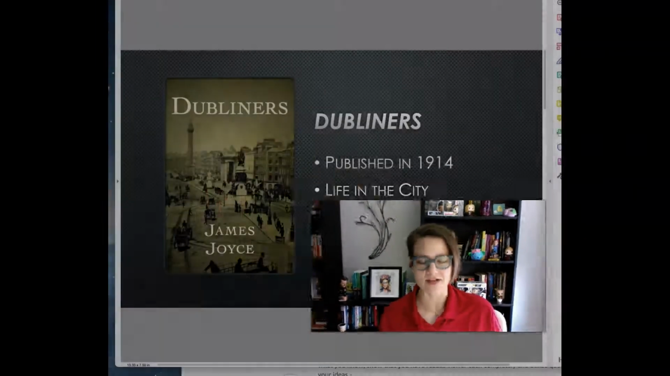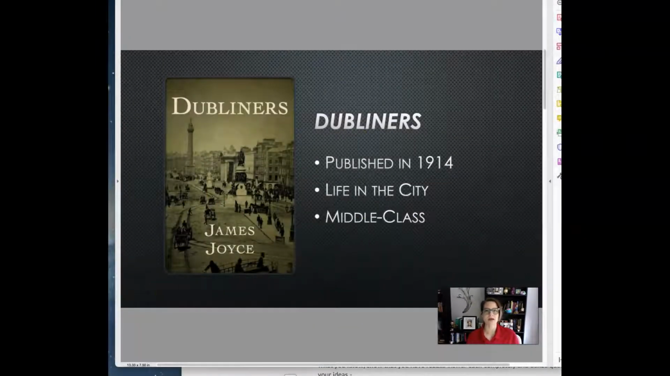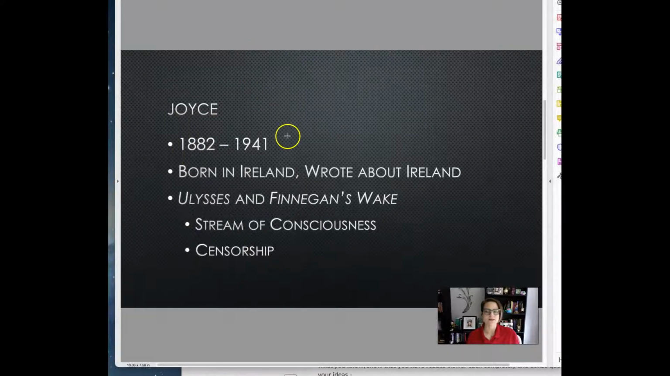Ireland hasn't really been the home space for some of the authors that we've read, which is not to say there weren't other Irish authors. We just have not touched upon some of them. Joyce straddled the shift into the 20th century. He was born in the 19th century and died at a pretty hectic time of the 20th century because of the wars and whatnot. He was born in Ireland and wrote about Ireland, but didn't live there for a long time.